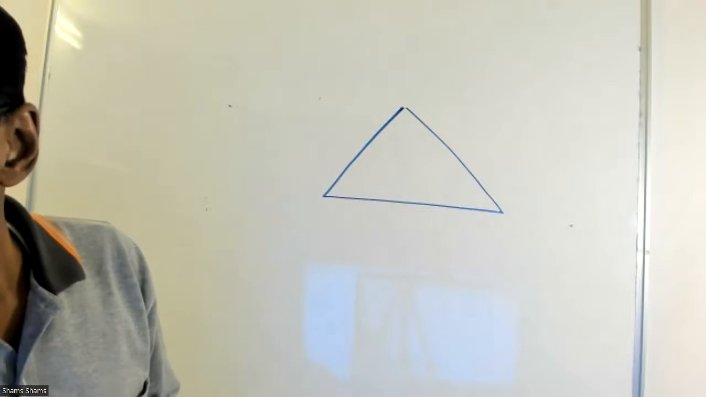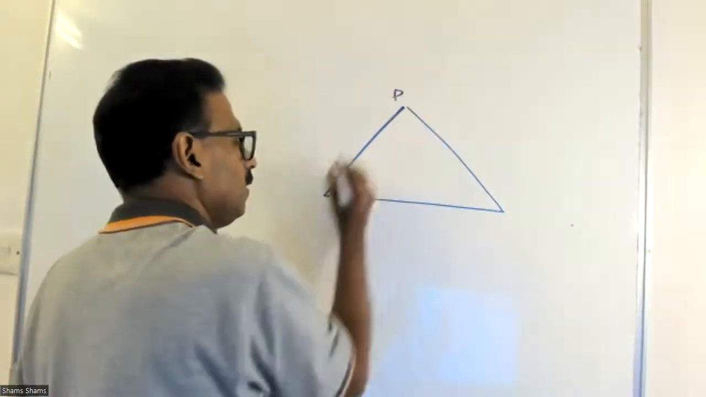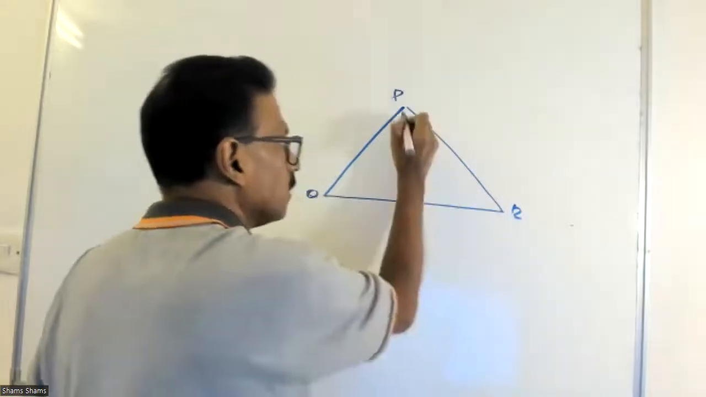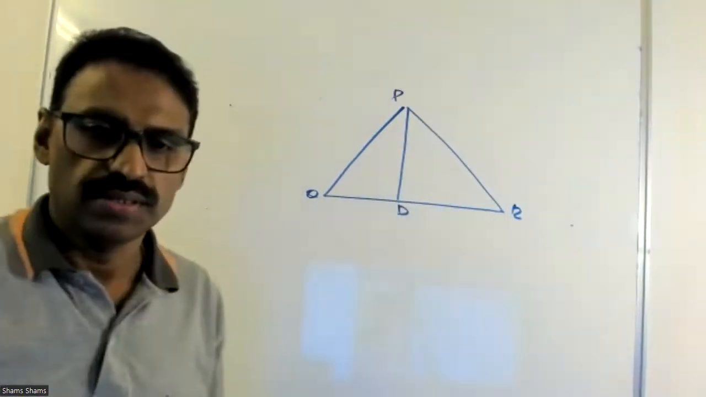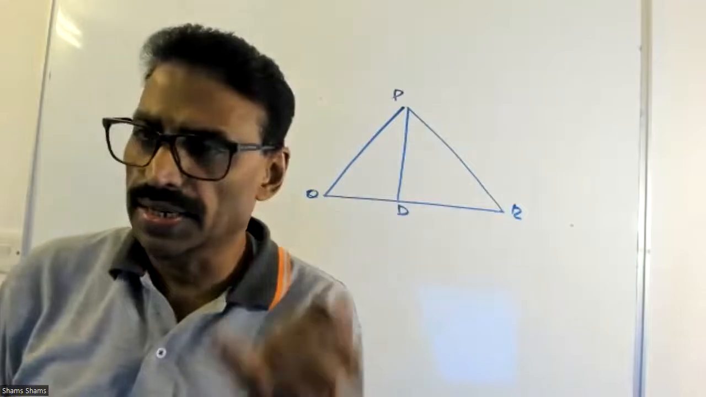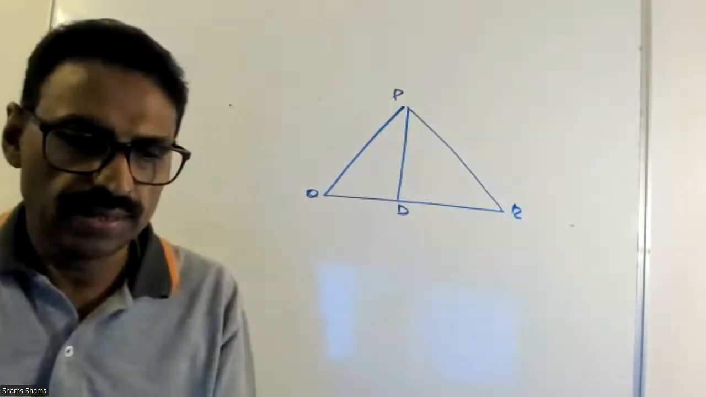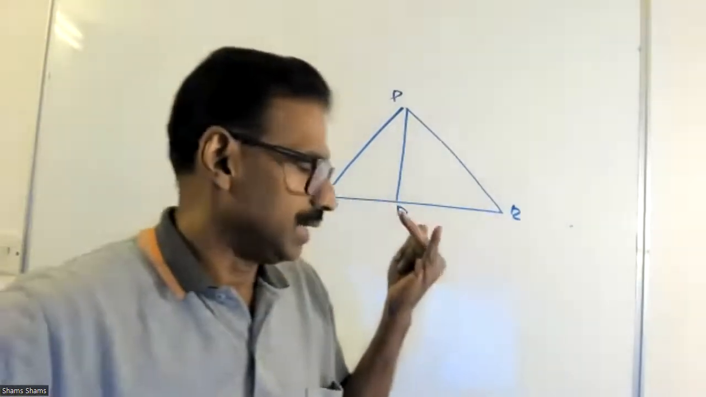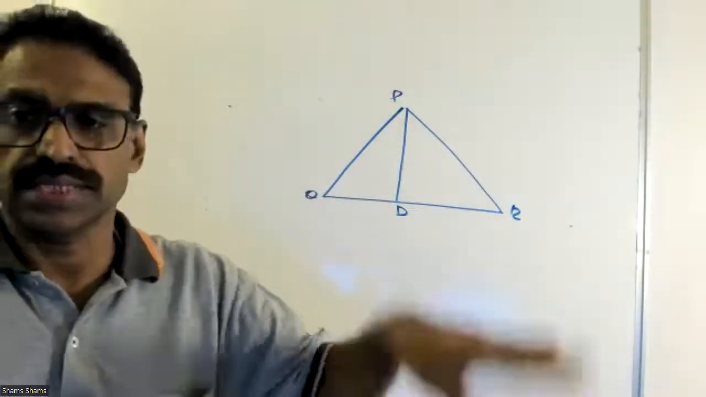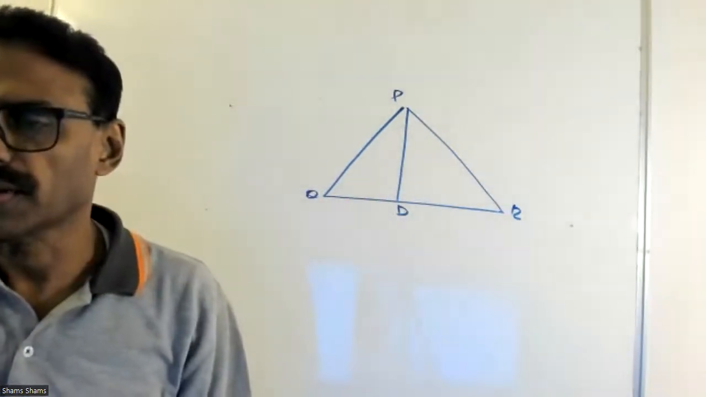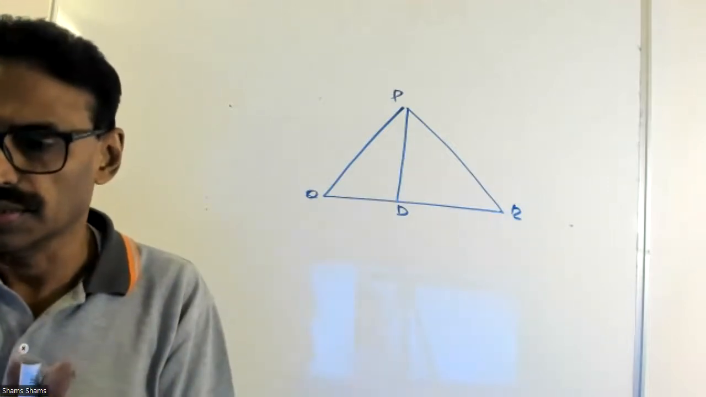Okay, listen, in an equilateral triangle PQR, this is the altitude. AD is the altitude. In an equilateral triangle, AD is one of the altitudes and also one of the medians, angle bisectors and perpendicular bisectors. Same only, correct or not? Clear or not? Yes, sir, clear.